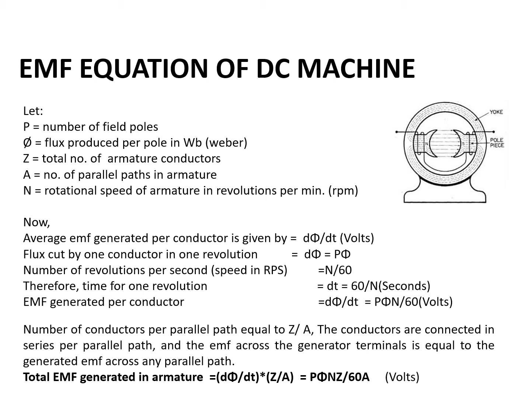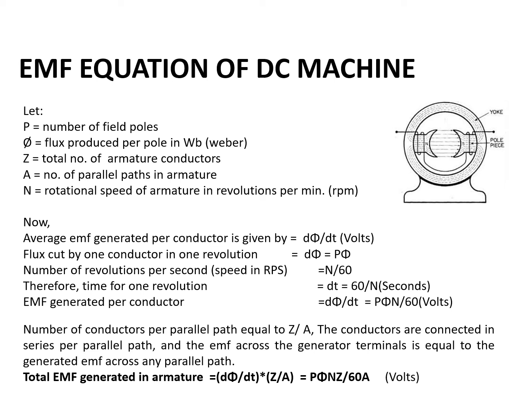Now the number of conductors per parallel path equals Z upon A, where Z is the number of conductors and A is the number of parallel paths. It means if the number of conductors is 1000 and the number of parallel paths is 4, then the total conductors in one path is 1000 upon 4, which is 250.